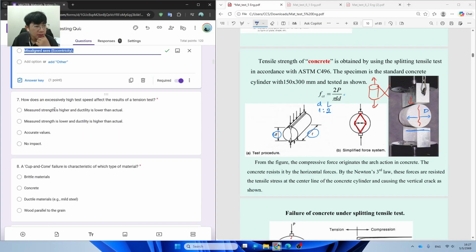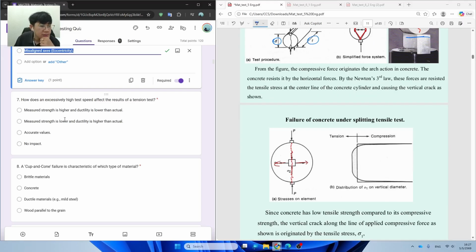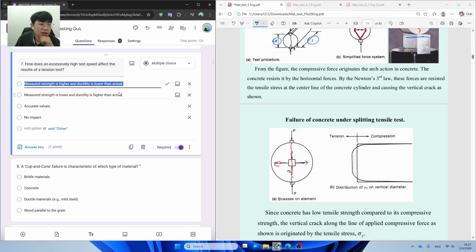Okay, and number 7, how does an excessively high test speed affect the result of the tension test? We can just easily pick that the measured strength is higher and the ductility is lower than the actual.